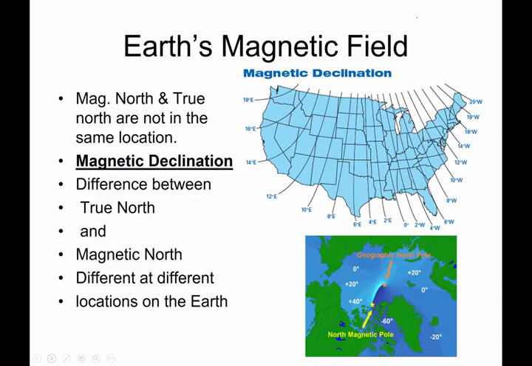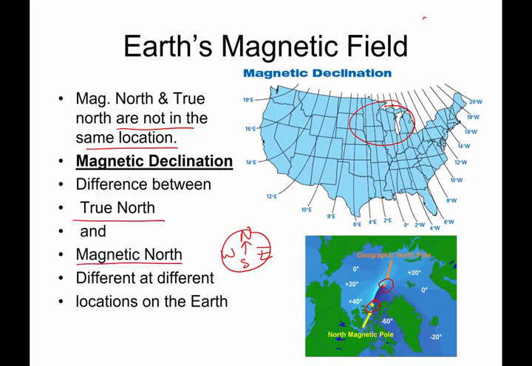Because of these shifts between where magnetic north is through time, magnetic north and true north are not at the same location on the planet. If you go traipsing around through the woods with a magnetic compass and you're trying to find your way back home, you and I who live in the Midwestern part of the United States are very, very fortunate, because the difference between where magnetic north and true north are is very, very small.